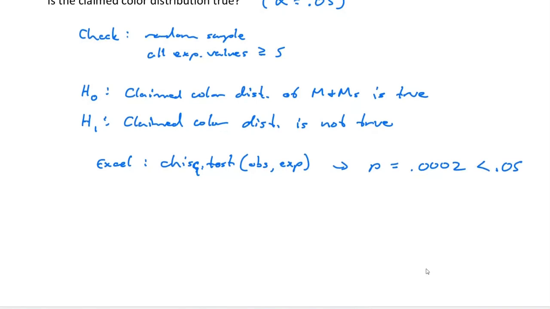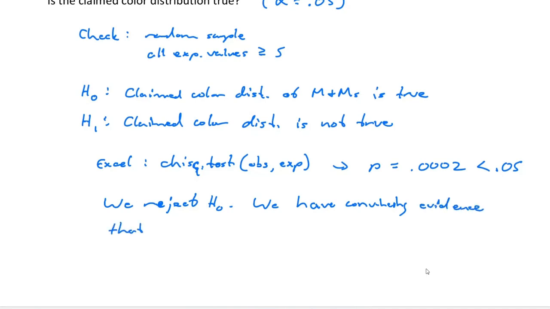So because of that, we actually reject the null. I'm a little surprised by that. Looking at the data, I would not have expected this, but we reject the null. We have convincing evidence that the color distribution, or I should say maybe the claimed color distribution, that the claimed color distribution is not true.